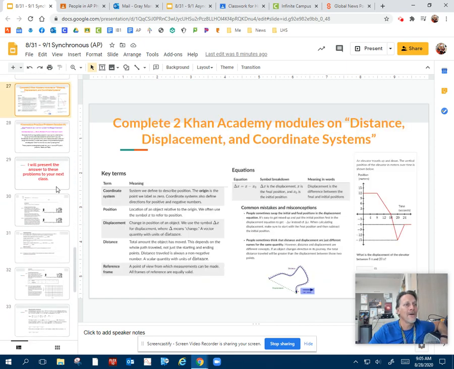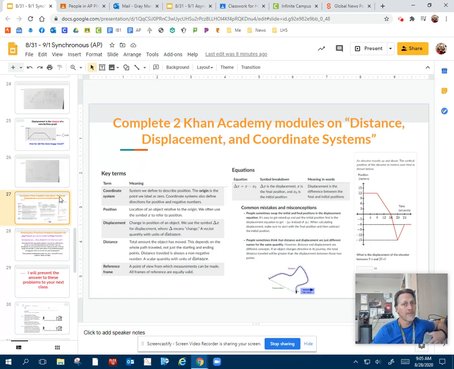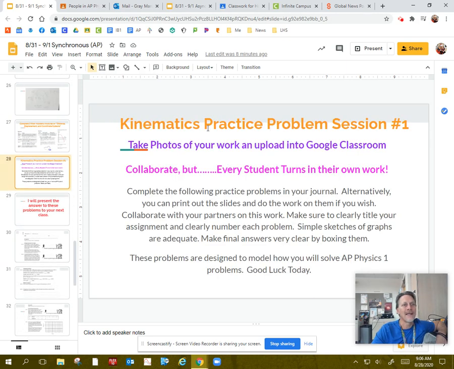So as far as today, then, you're going to be using those notes to get an understanding of what's going on, and then solving some Khan Academy problems. So specifically, you want to go for today and solve the two modules that are under the category of distance, displacement, and coordinate systems. You're going to see those assigned to yourself. The other thing we're going to look at today is the kinematics practice problem session number 1. This is going to go in your journal. You should be collaborating with your partners today and discussing these questions for sure, but everybody should be putting it in their own journal. Now, what you're going to write down in your journal is not going to be copying everything out of here.